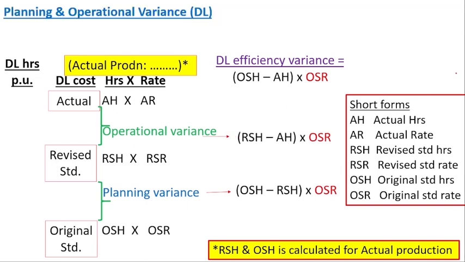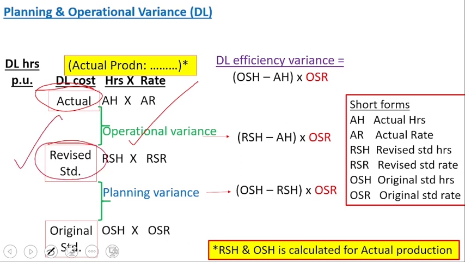So this is a format that we have to adopt for planning and operational variance. Planning variance is the result of uncontrollable factors. Whenever these uncontrollable factors occur, these original standards will become defective. So we are forced to revise the standards, and this difference will cause the planning variance. And in order to assess the operational performance of the divisional managers, we have to compare their actual performance with the revised standards, because only the revised standard is valid under the revised circumstances.